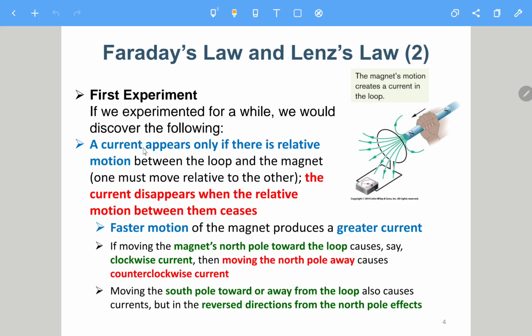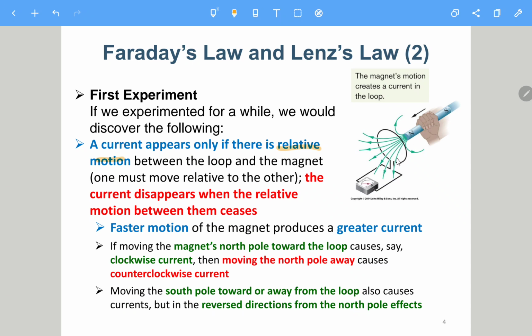It says if we experiment for a while, we would discover the following. He summarized some points worth noticing. A current appears only if there is a relative motion. It means that if the loop is just put there and doesn't move, and you move the magnet bar close to it, there will be current. Or the other way around, if the magnet bar doesn't move and you move the whole loop close to the magnet bar, there will still be a current.